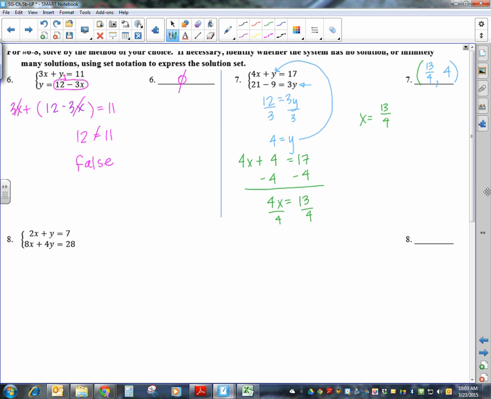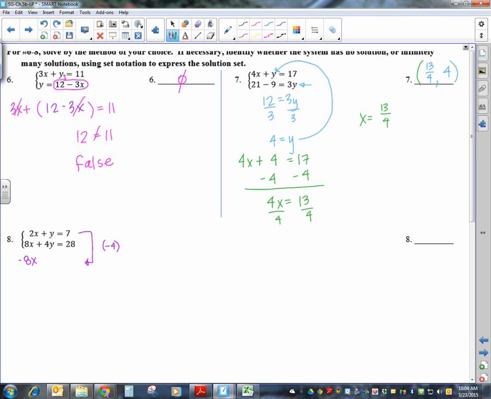Okay, so the next one, we have 2x plus y equals 7, 8x plus 4y equals 28. So you can take the 2x over and plug it in. I tend to find more people make mistakes that way, so I'm going to go and take the first problem and I'm going to multiply it by negative 4 because 2 times negative 4 will give me a negative 8.